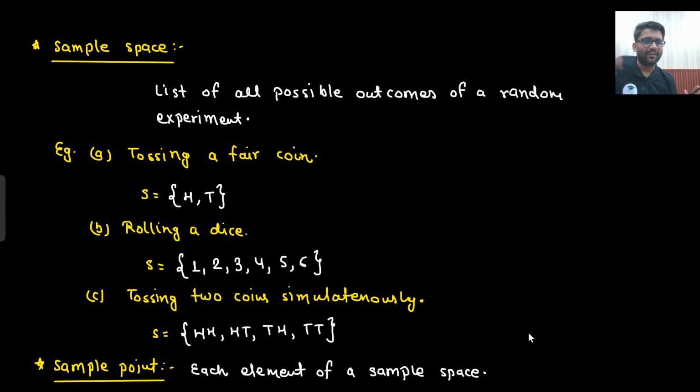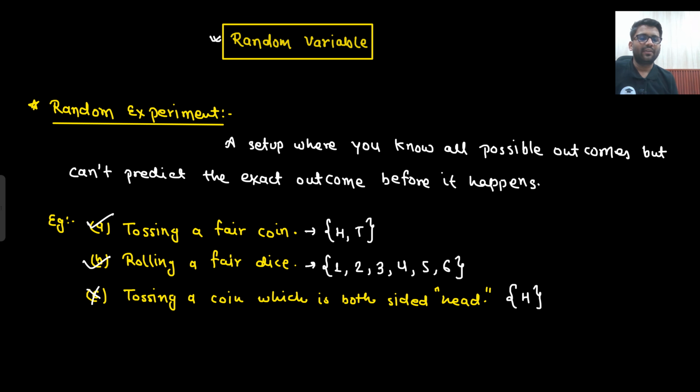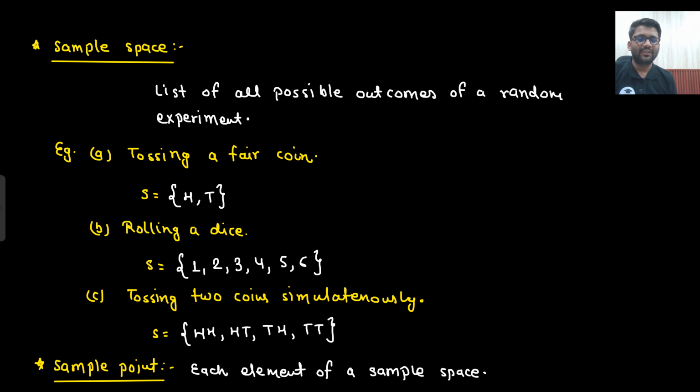Very, very simple thing. Random experiment. You do an experiment where you know all the possible outcomes, but you can't predict the exact result. What do you mean by sample space? Listing out all the possible outcomes of a random experiment. What do you mean by sample point? Each element of a sample space is known as sample point. Very, very simple thing, very straightforward.